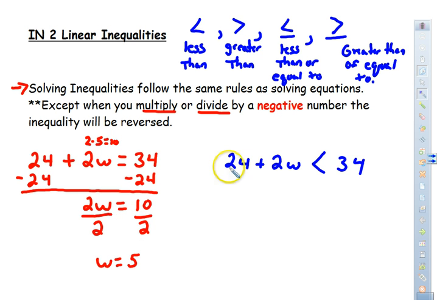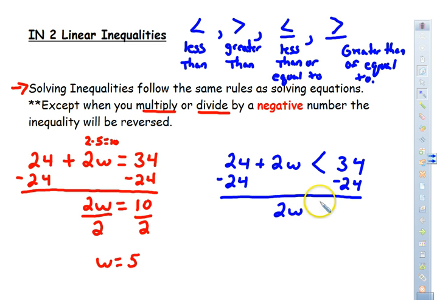Now let's look at this inequality. Solving it the same way, subtract 24 from both sides, and that gives us 0, so bring down the 2W, and our inequality, which is less than, and we get 10. Now we divide both sides by 2, and W is less than 5.